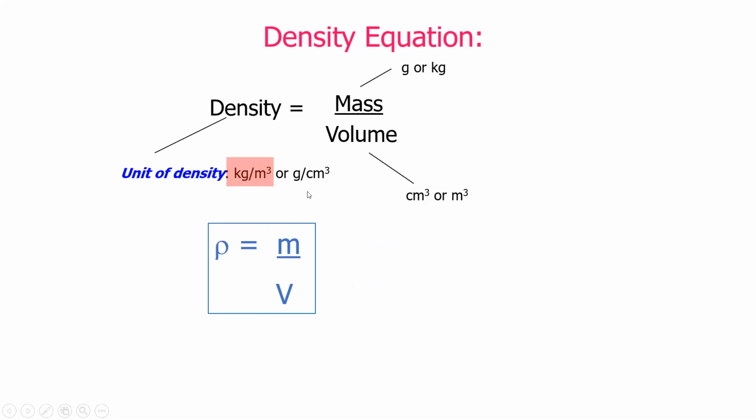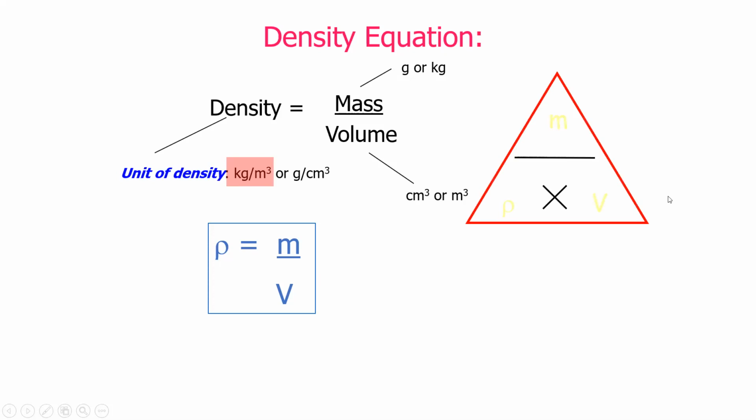And this is the equation. Instead of writing the word density, you can use the Greek letter rho. Instead of writing mass, you can use small m. Instead of writing volume, you can use capital V. And this is a triangle just to memorize the formula. If I need density, it will be mass over volume. If I need mass, it will be density multiplied by volume. And if I need volume, it will be mass divided by density.